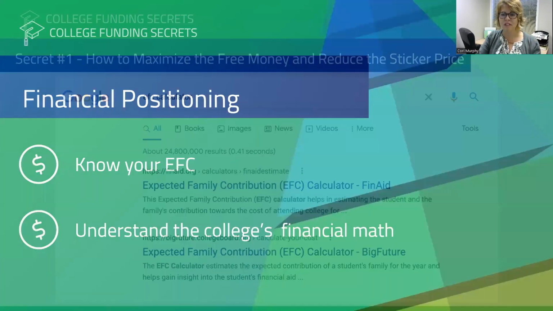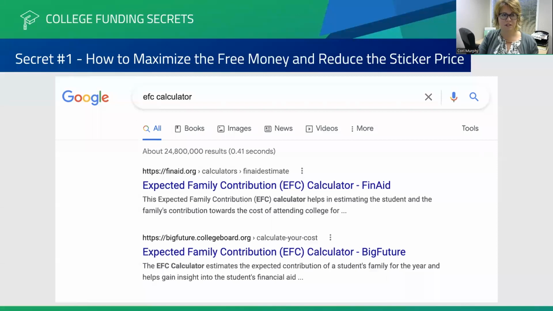Now, you can go find an online calculator to do your EFC. You can meet with us. We'll do it for you. We'll run that EFC, tell you where you fall on that graph, and tell you what a few colleges would net out at based on all of their data.